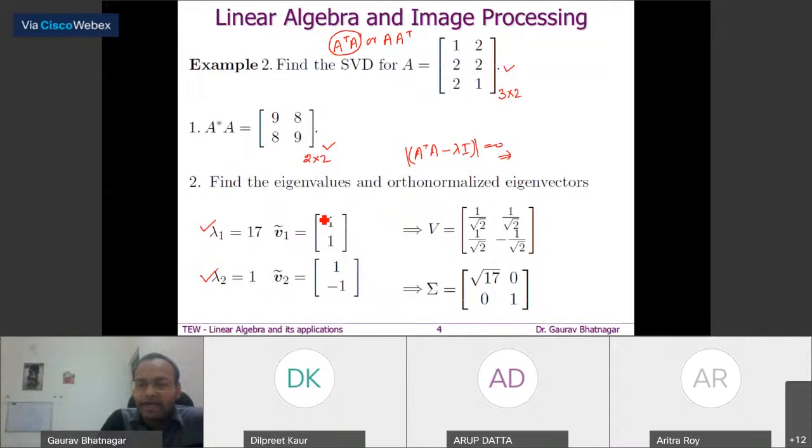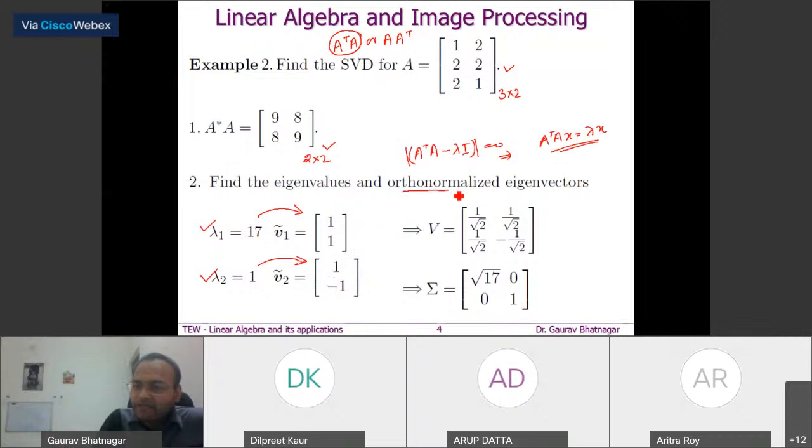So now you can simply solve the system A transpose A x is equal to lambda x, where lambda is going to be either lambda 1 or lambda 2, then x is going to be the corresponding eigenvector. Just solve this particular system to get the eigenvectors. So I'm not giving the mathematical calculation. I hope that you will be able to do the calculation. You have to find the eigenvectors v1 and v2. So with respect to lambda 1 is 17, this is going to be my eigenvector, and with respect to lambda 2 is equal to 1, this is going to be my eigenvector v2.